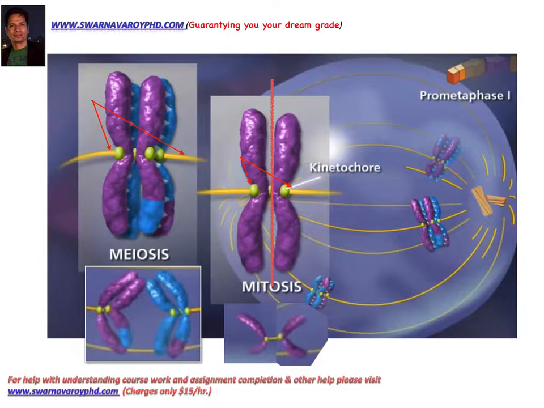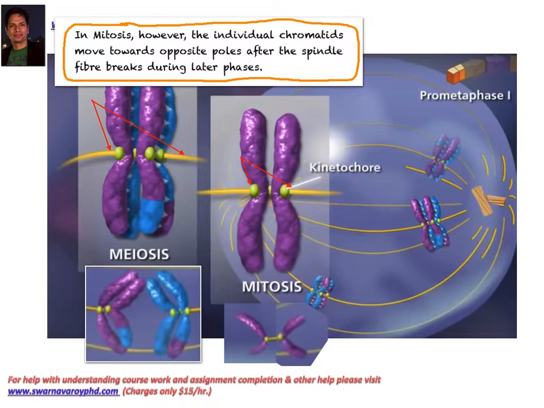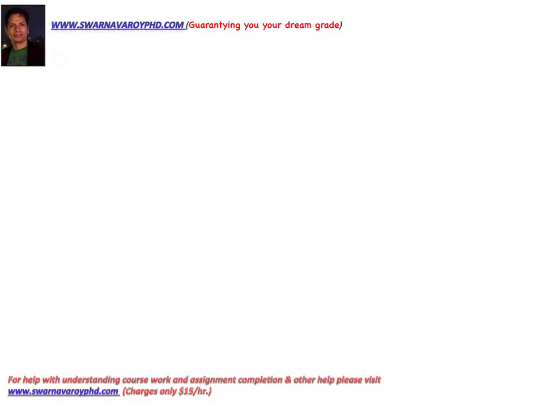That's why in mitosis the diploid state is maintained between the mother and the daughter cell, but in meiosis the reduction division happens and the chromosome number reduces. That's the main reason, because of the positioning of the chromosomes on the fibers during prometaphase. In mitosis, the individual chromatids move towards opposite poles after the spindle fiber breaks during the later phases. That's the red box showing how they're moving.